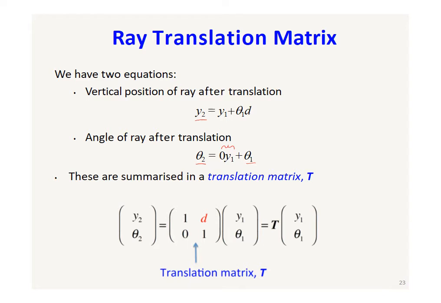So we've started off here with our original ray vector, y1, theta 1. We multiply it by this translation matrix, so you can see that the 1 and the d here come from the 1 and the d in this equation, and the 0 and 1 here come from the 0 and the 1 in the equation for theta 2. So this matrix in the middle is our translation matrix.